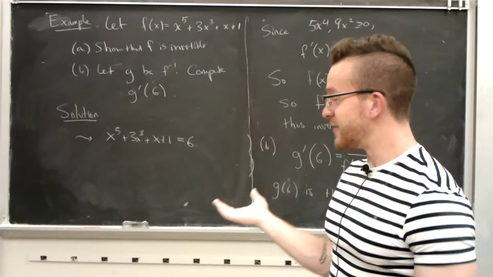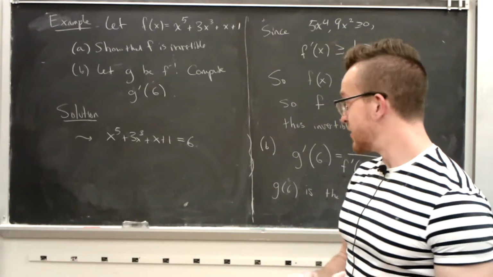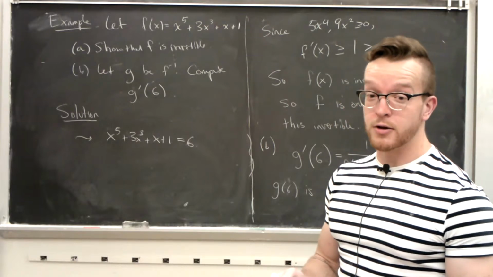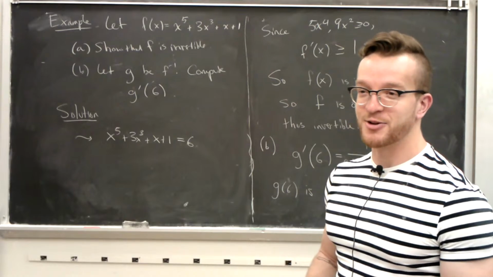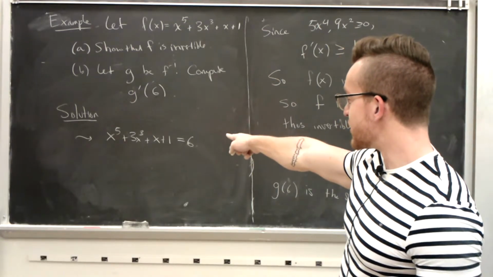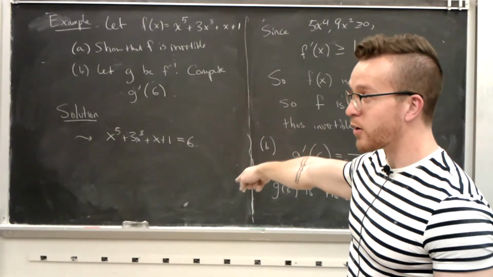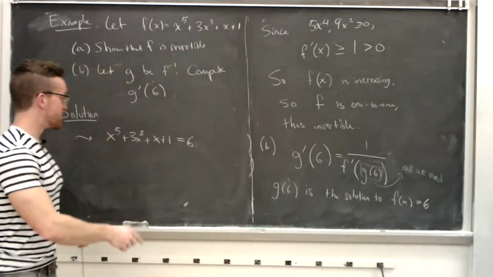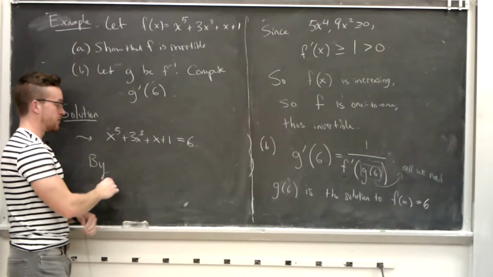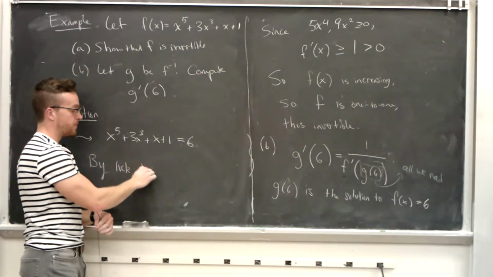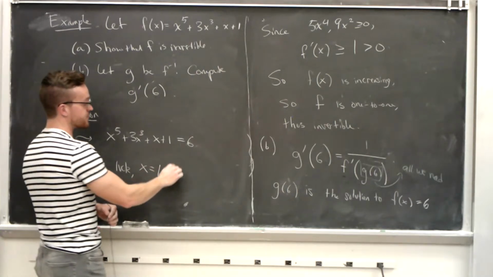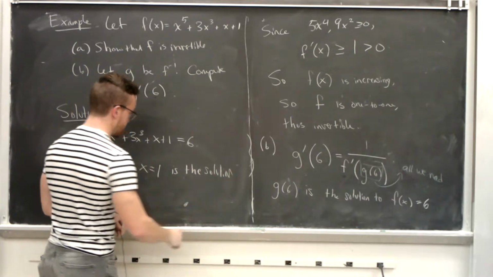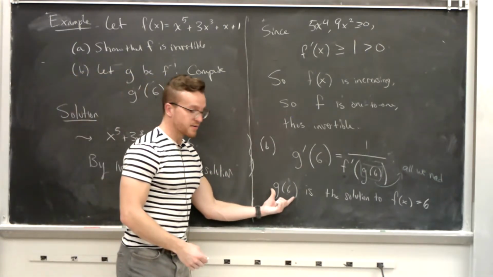So I look at it, and I'm thinking, does 0 work? Nope. What's the next number I try? Probably 1. And if I did this in my head correctly, 1 plus 3 plus 1 plus 1 is 6. Okay, so we got lucky, we guessed, and we found that by luck x equals 1 is the solution. Which is to say g of 6 is 1.